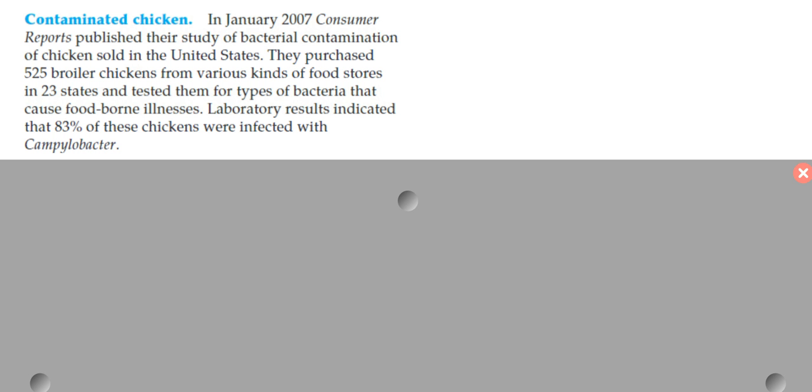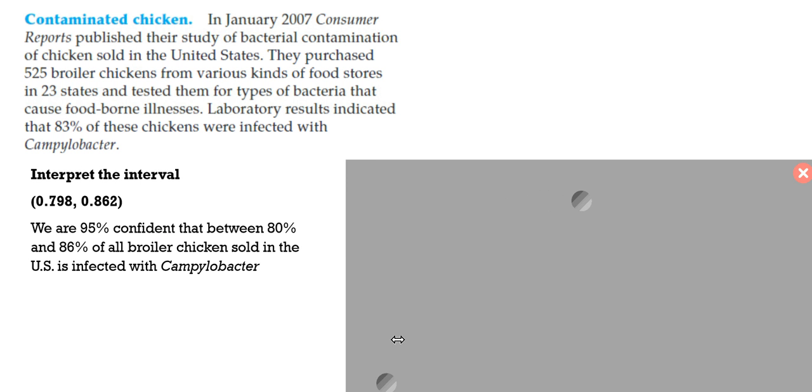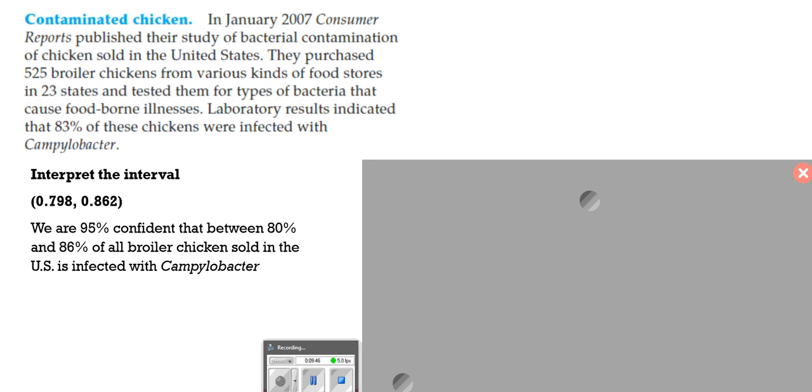So the first thing you might be asked to interpret is the interval itself. And what does that interval really mean? It means we are 95% confident that between 80% and 86% of all broiler chickens sold in the U.S. are infected with this bacteria. Right? We're not 100% certain, but we're 95% certain that the true population proportion is between 80 and 86. There's a chance that we missed it.